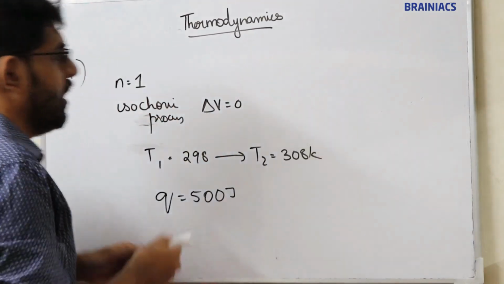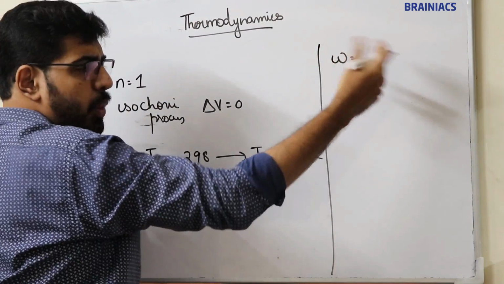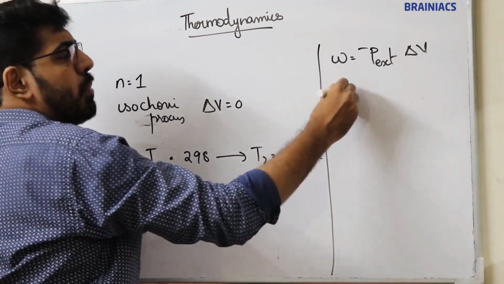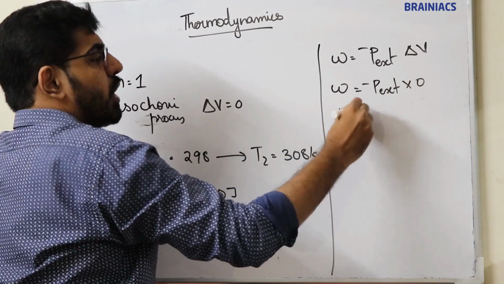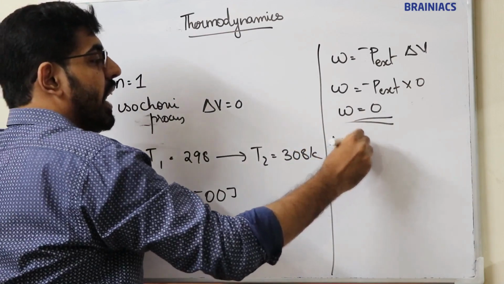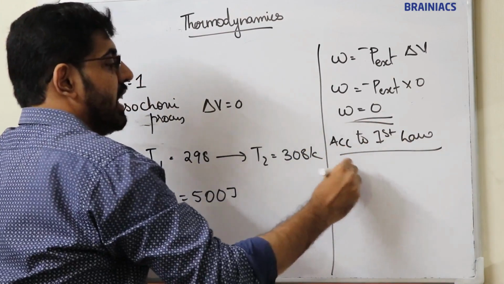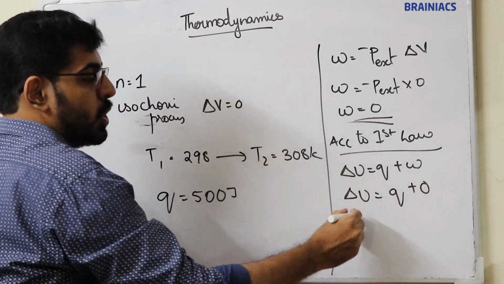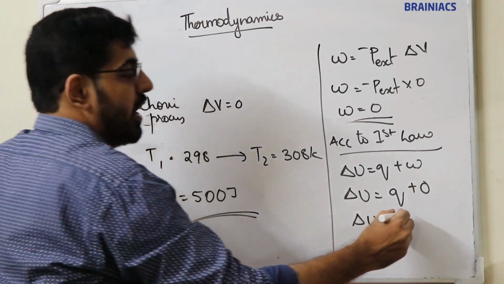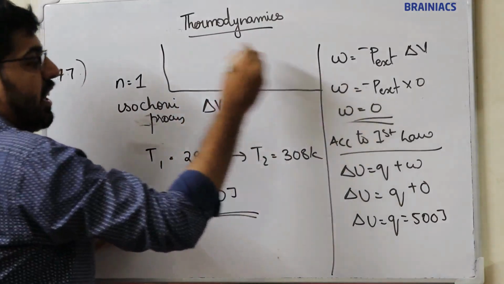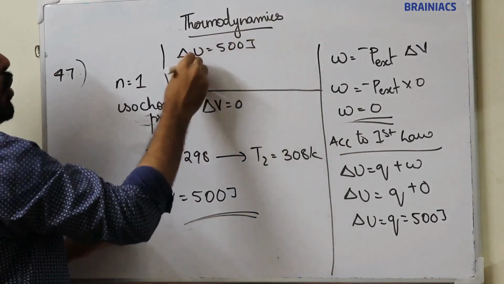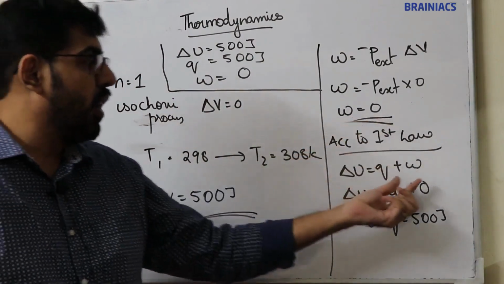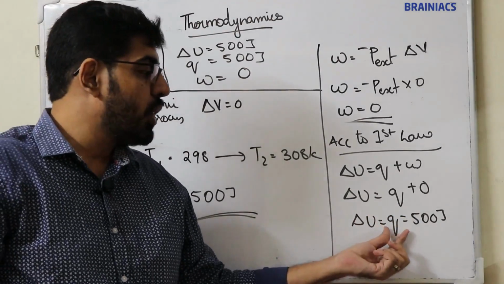Here we know the equation to calculate work: W is equal to minus P external into delta V. Here delta V is equal to 0, so W is equal to minus P external into 0, so W is equal to 0. Now according to the first law of thermodynamics, delta U is equal to Q plus W, so delta U is equal to Q plus 0, so delta U is equal to Q. The value of Q is 500 joules. So delta U is 500 joules, Q is 500 joules, W is 0. Since work is equal to 0, delta U is equal to Q, which is 500 joules.